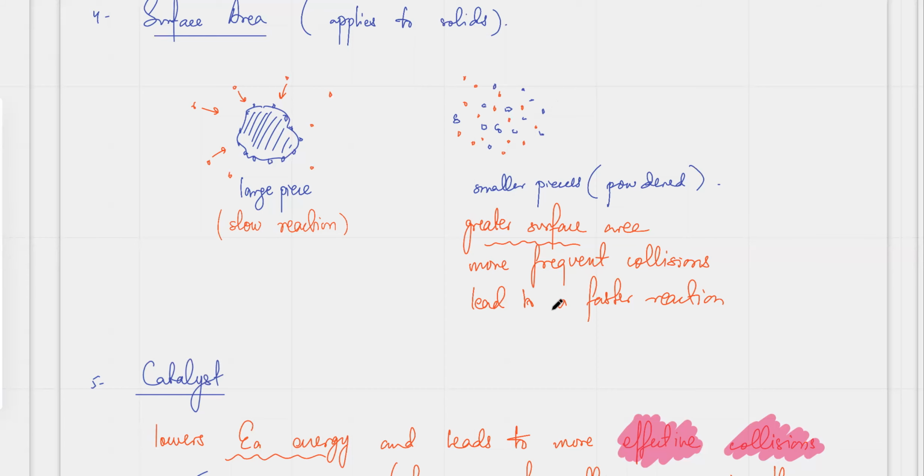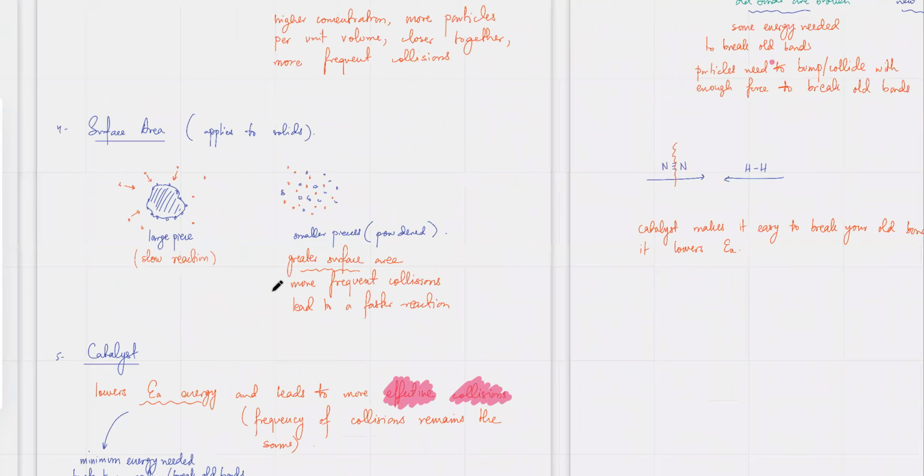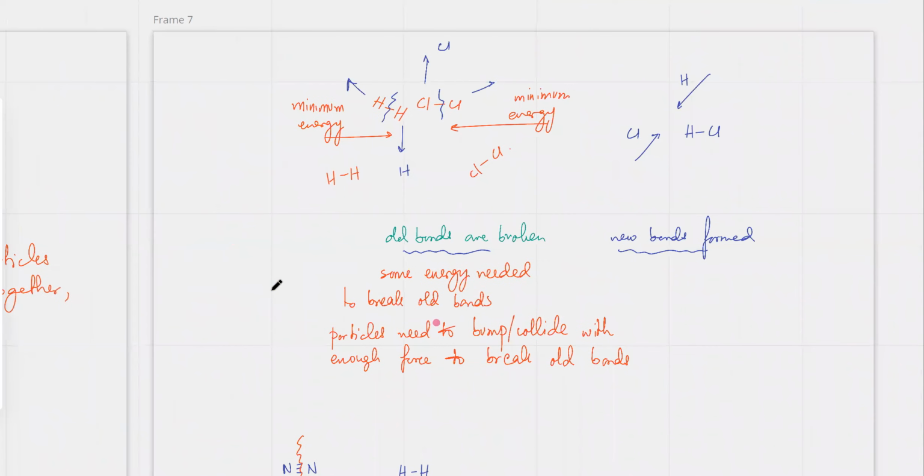And the very last one was a catalyst. I told you that catalyst, what it does is it lowers the activation energy and leads to more effective collisions. The frequency of collisions kind of remains the same. So I told you, okay, what a catalyst does is, okay, whenever you have a reaction, you have to break the old bonds.